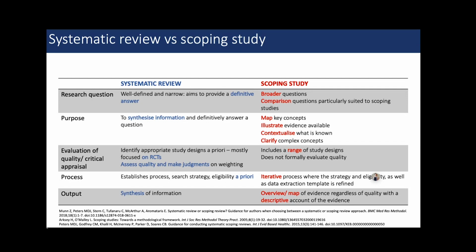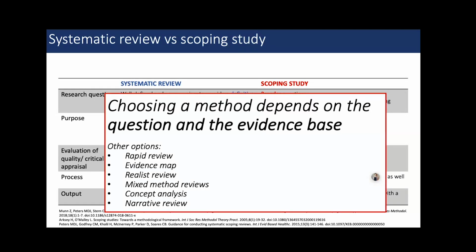With a systematic review, you'll present a synthesis of the information at the end, whereas a scoping study can be an overview, a map, a descriptive account, or something more categorizing and putting it all together. Next. But what you choose, because there are a lot of options, there are rapid reviews, realist reviews, concept analysis, narrative reviews, a smorgasbord of options out there, depends on what your research question is and what the evidence you're going to be looking at is made up of. Next.